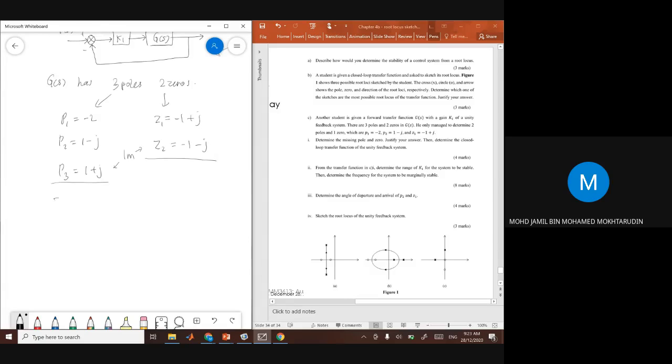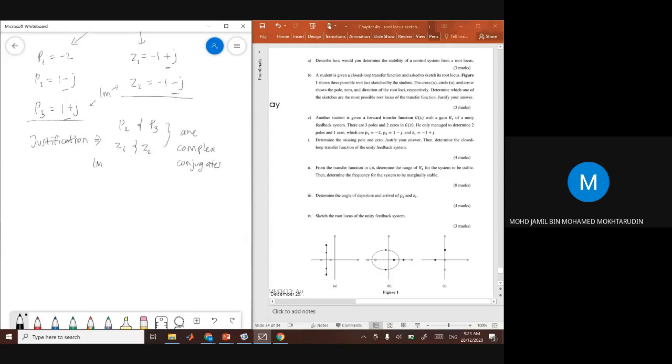So reason, justify. There are two answers. If you answer from a mathematical point of view, P2 and P3, Z1 and Z2 are what we call complex conjugates. Meaning that if one is negative j, the other one must be plus j. So this one plus j, this one must be minus j. So if you answer complex conjugate, you get 1 mark.